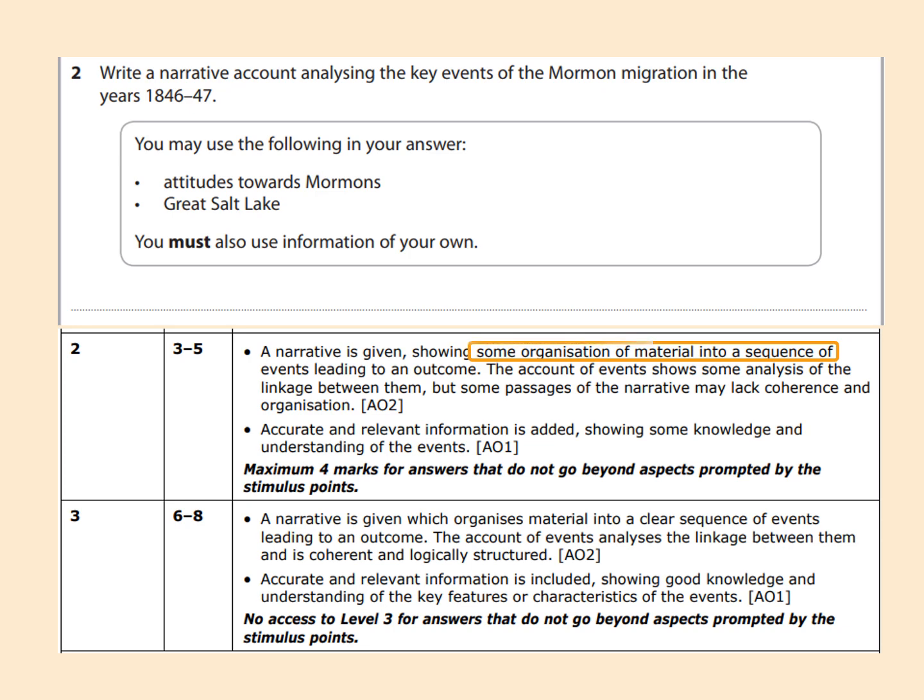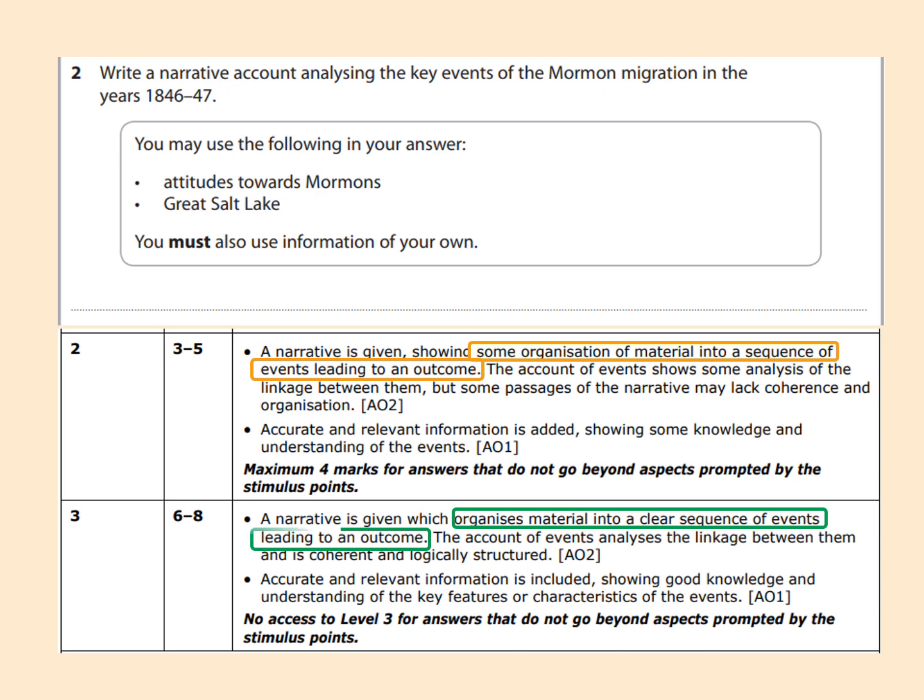Firstly, in level 3, it says some organisation of material into a sequence of events leading to an outcome. So that might mean that there are bits which are a little bit disorganised, but you should still have a chronological sequence of events that has a basic flow to it, a start, a middle and an end. That's what's meant by an outcome, what happens at the end. Compare that to level 3.